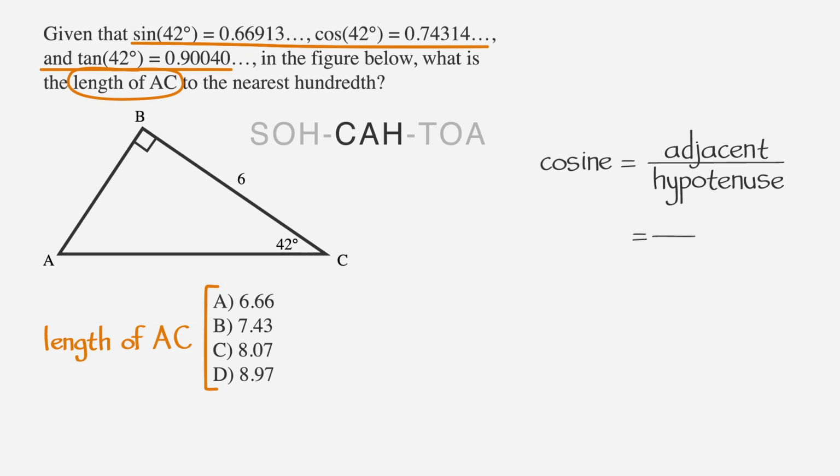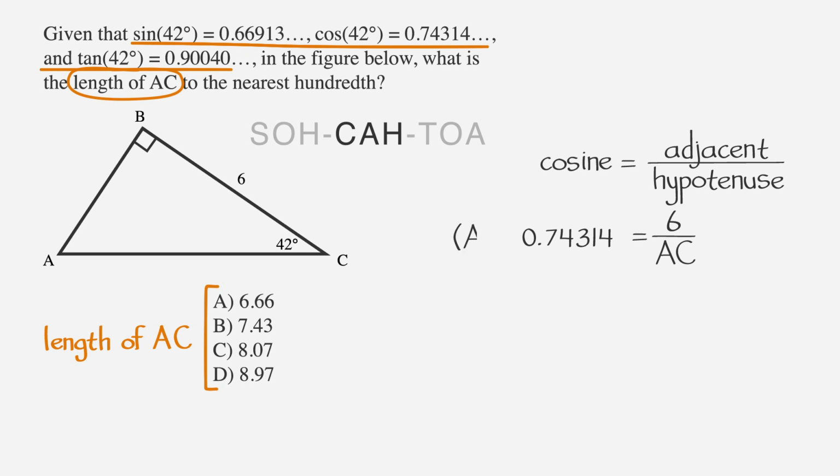Now let's start filling in the stuff we know. The angle we're using is 42 degrees, the adjacent side is 6, and we're looking to solve for hypotenuse AC. So now we have an equation we can use to find AC. Next, if we look at the top of the question, we can see it tells us that the cosine of 42 degrees equals 0.74314. So in our equation, let's replace cosine of 42 degrees with 0.74314. Now we need to get AC on its own.